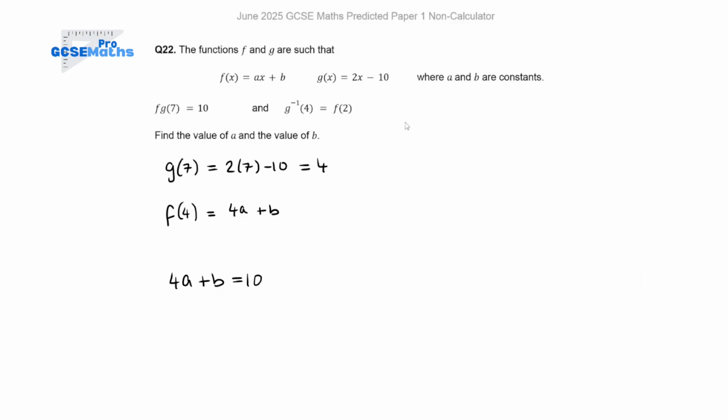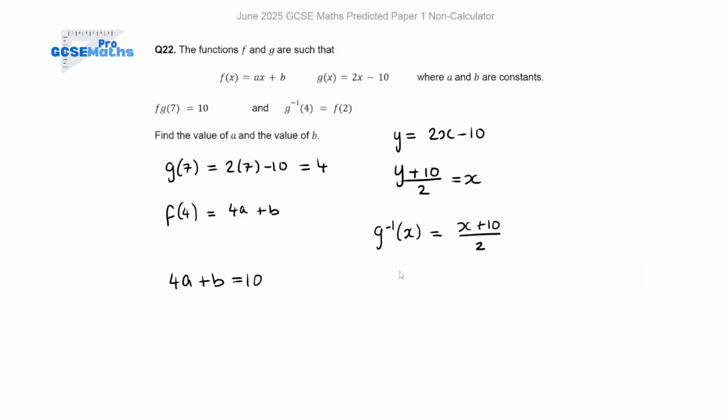So the inverse function of g is what I want to find out. Now I normally just put y instead of the g, just for now. Some people like to swap the x and y initially. Some people like to do it at the end. I tend to do it at the end. It doesn't matter. So I'm going to make x the subject. So I'm going to add 10 and divide by 2. Then I'm going to now swap it, right? Because I obviously don't want to have y in my answer. So the inverse function of g is x plus 10 over 2.